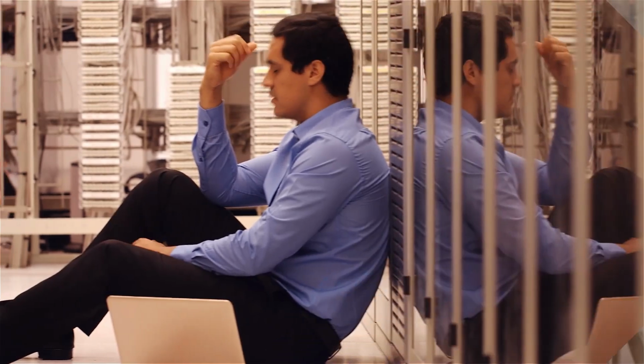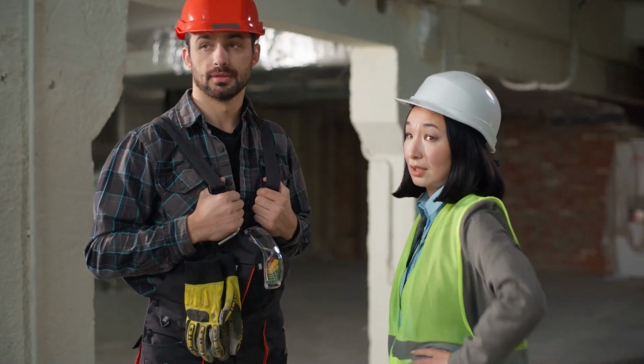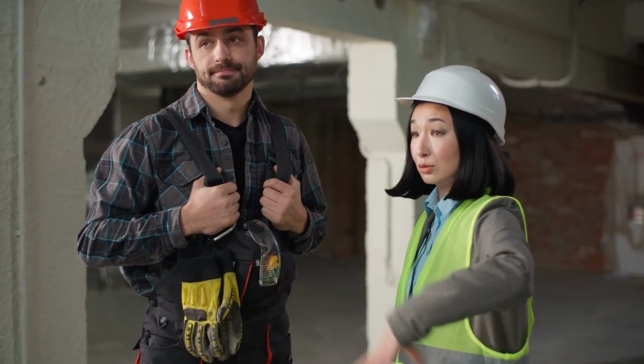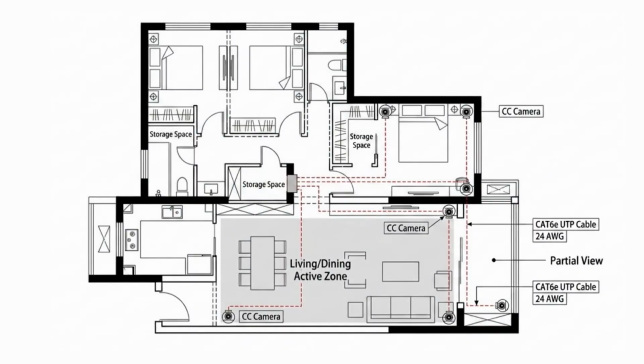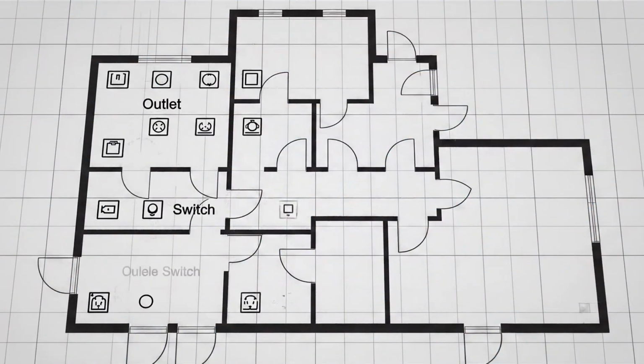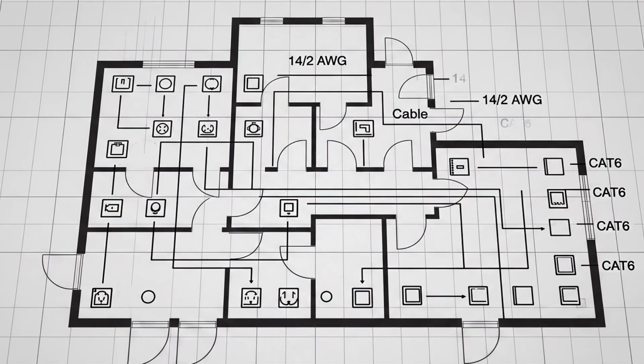And then suddenly nobody, not the technician, not the facility manager, nobody knows where that cable runs, what gauge it is, or which panel it terminates at. A good wiring diagram fixes this. It shows where every device sits, how every cable runs, and exactly what gauge and type of cable to order.